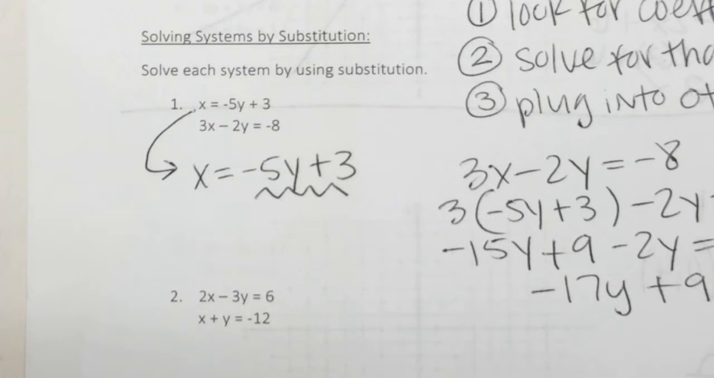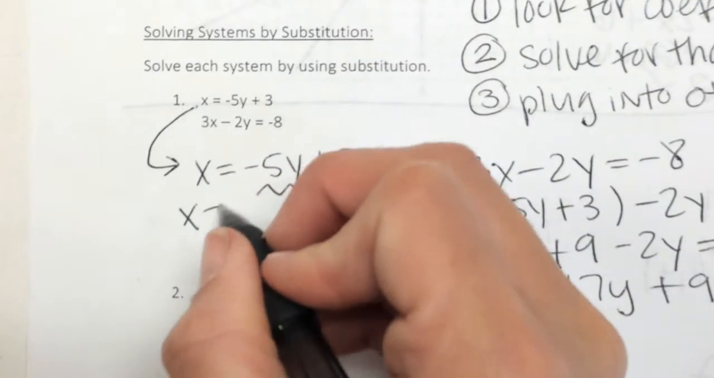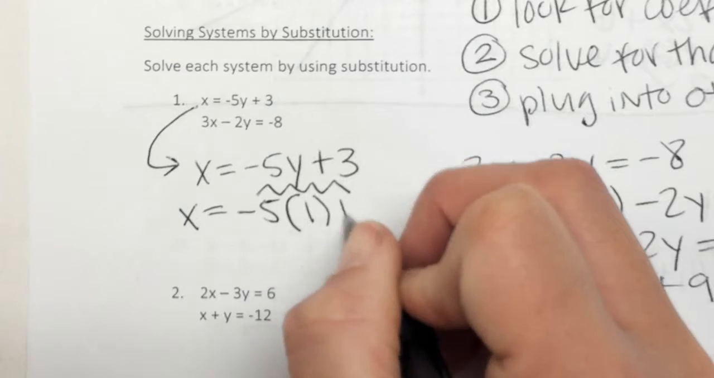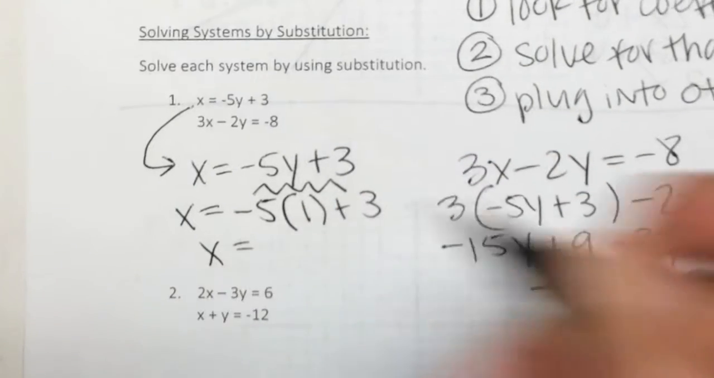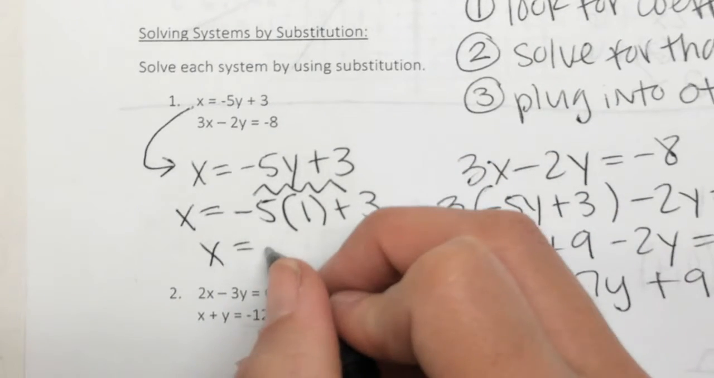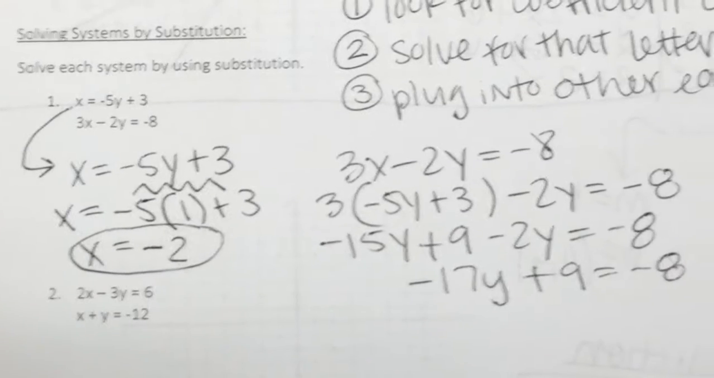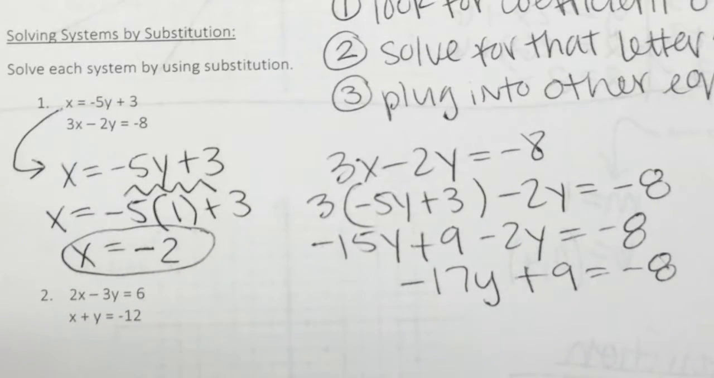Good. Top will probably be easier. So instead of y right here, I'm going to replace it with what now? 1. Good. So x would equal negative 5 plus 3, which is negative 2. Very good. Now, if I was going to write my answer as a coordinate point, I would write it what? Negative 2, 1. Good. But you don't have to.